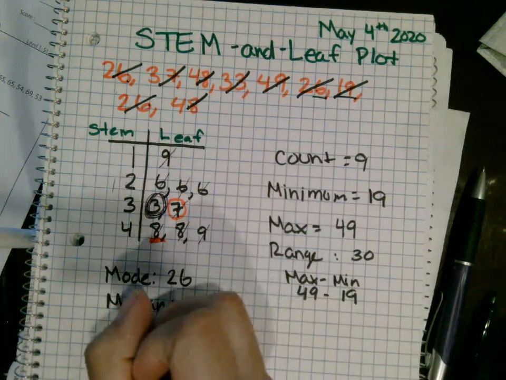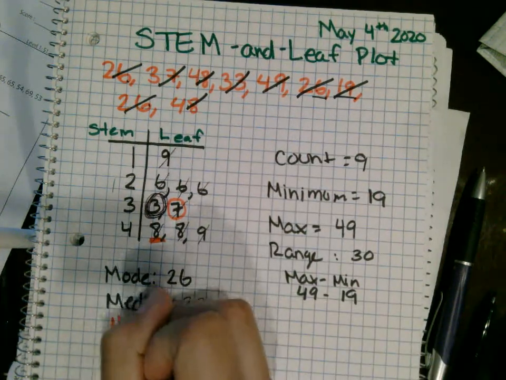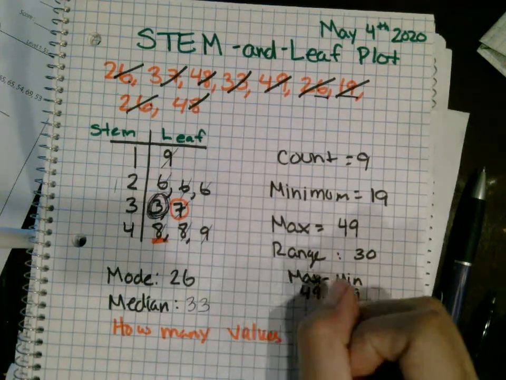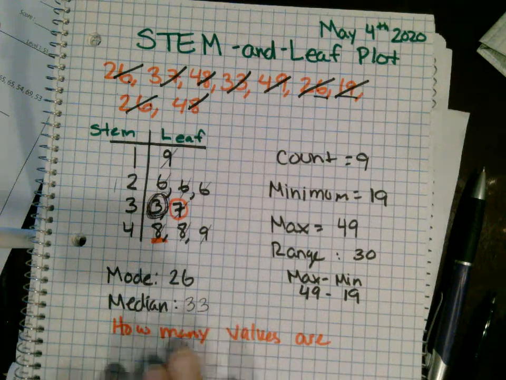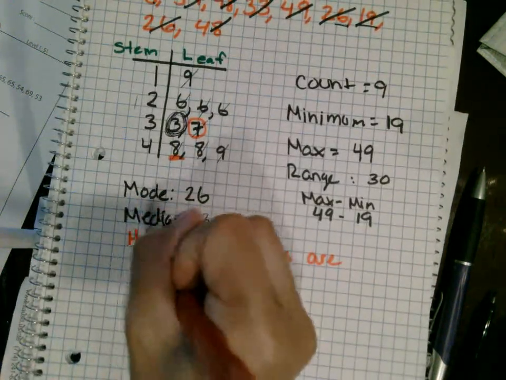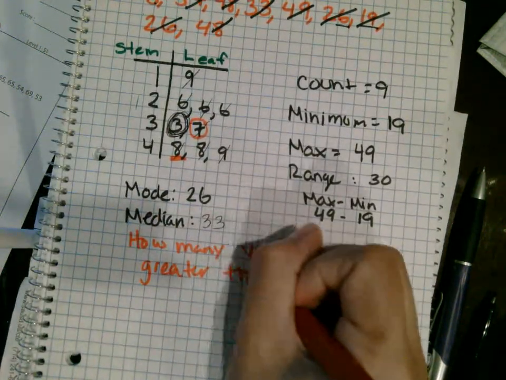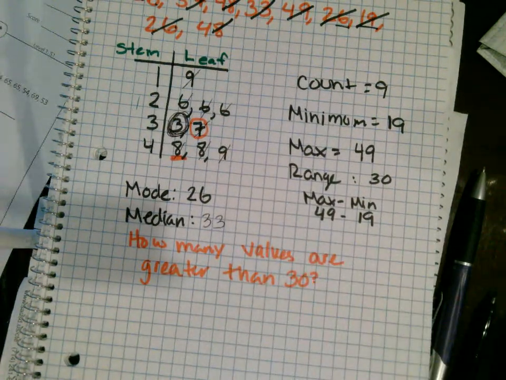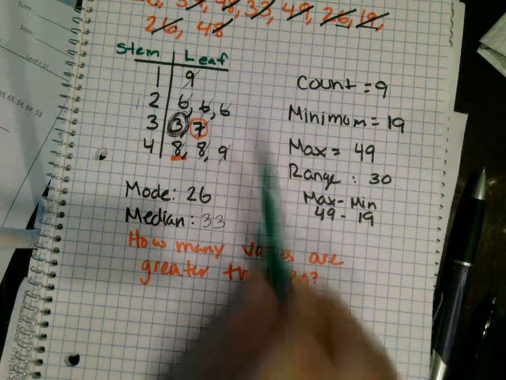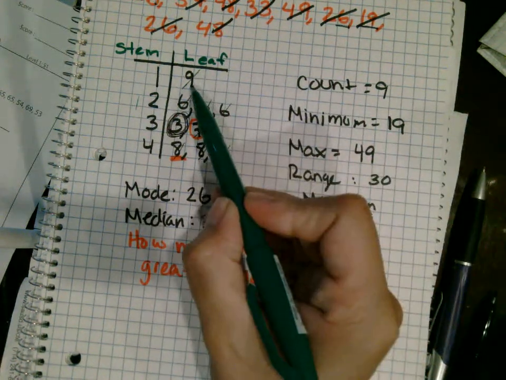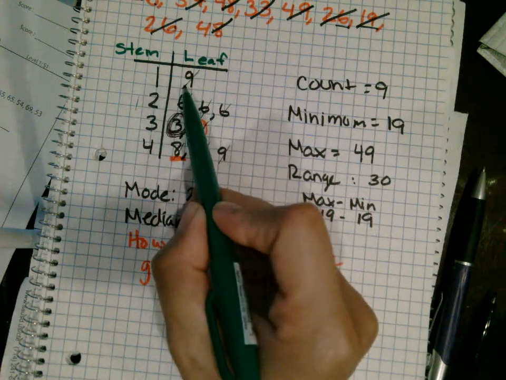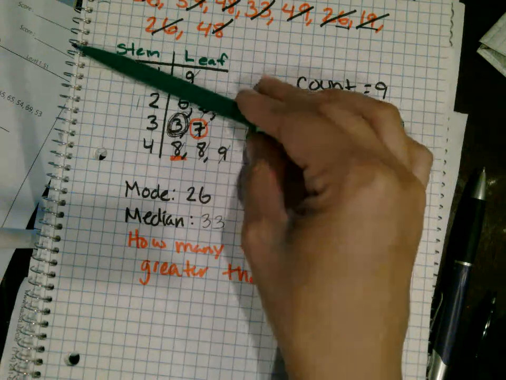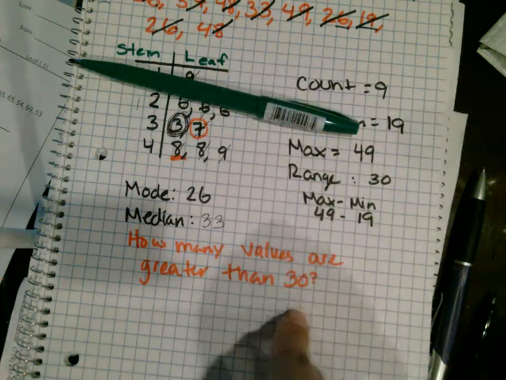How many values or numbers are greater than 30? So how many numbers are greater than 30? Would this 9 be greater than 30? No, because this 9 is actually 19. So that's not greater than 30. So none of these count, right? So how many values are above 30?